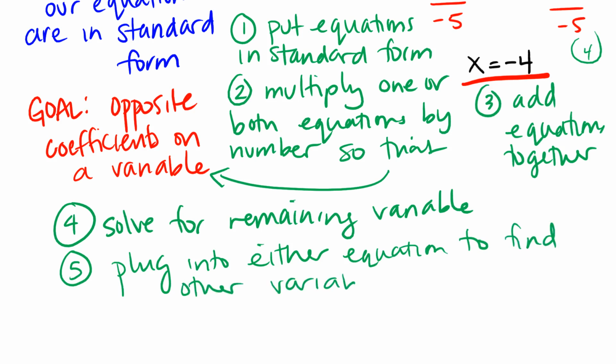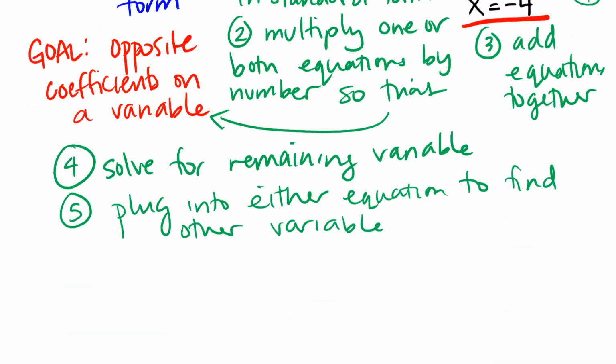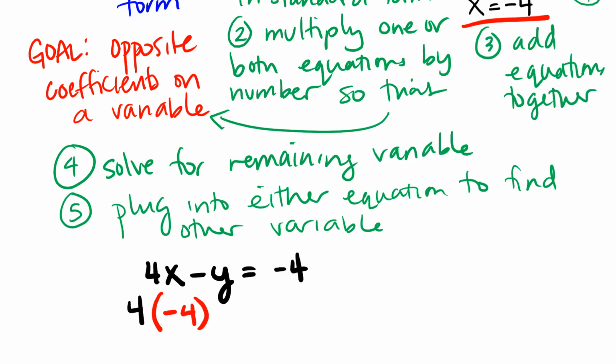So it doesn't matter which equation we plug into. We're going to plug into whichever one we think is easiest. So looking up here, I like the one that has a -1 as a coefficient, because I won't have to do any division at the end, except for flipping signs. So I'm going to use that. So we have 4x minus y is equal to -4. We know x was -4.